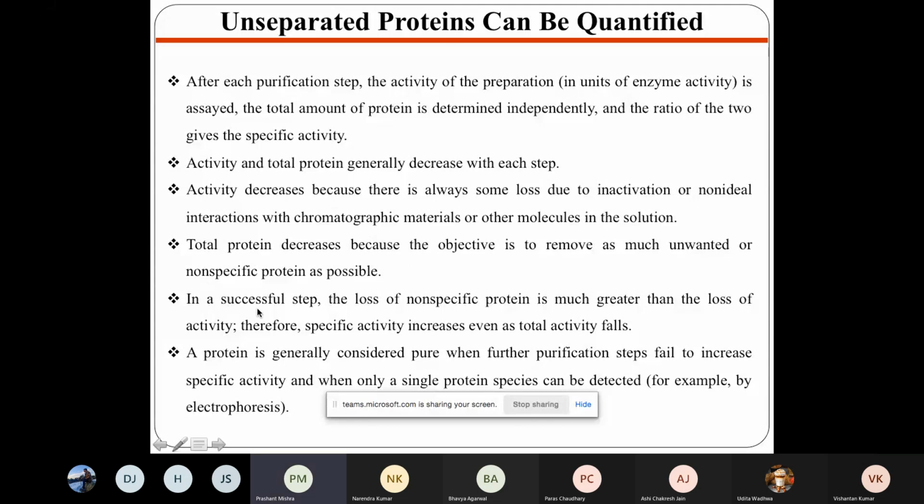But what you want is that in a successful step, the loss of non-specific protein is much greater than the loss of the activity. So even if you are losing protein, you should lose protein which is not of your interest. That is the way your specific activity should increase. So during a process of purification, the activity decreases, the amount of protein decreases, but specific activity increases.